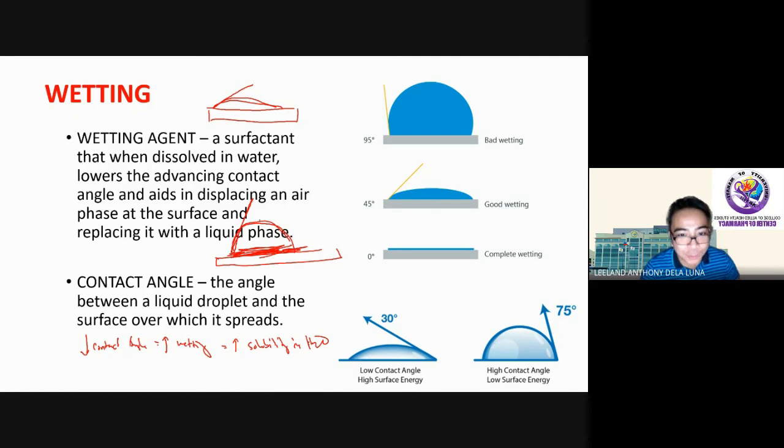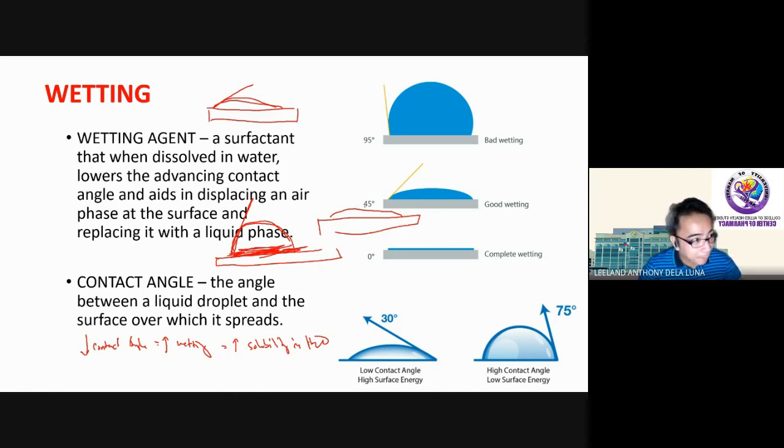Anong mangyayari sa tubig na to, sa tingin nyo? Once na nilagyan mo ng Joy liquid soap, nakikita mo, class, biglang gaganyan yan. Liliit yung contact angle niya. Natanggal yung margarine, so mas mabilis mag-spread yung water natin. It reduces the contact angle of your particles, of your solutes.